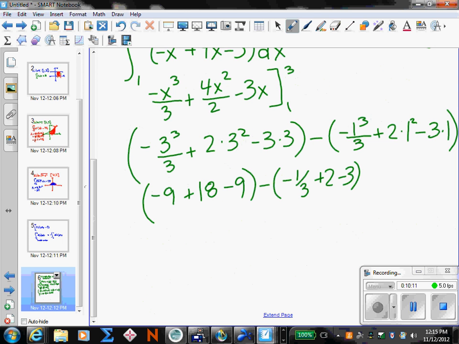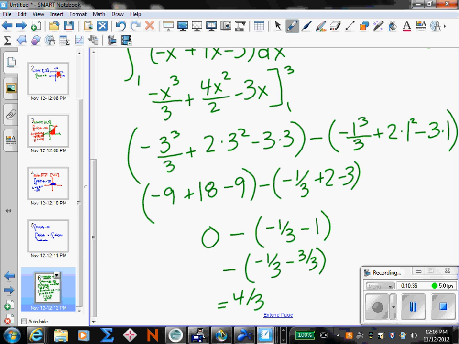So negative 9 plus 18 minus 9 is 0, so I have 0 minus, and then I have negative 1/3 minus 1. So this is going to be minus negative 1/3 minus 3/3. So negative 4/3 times the negative gives us an answer of 4/3. So the area under the curve of this function between 1 and 3 is 4/3.